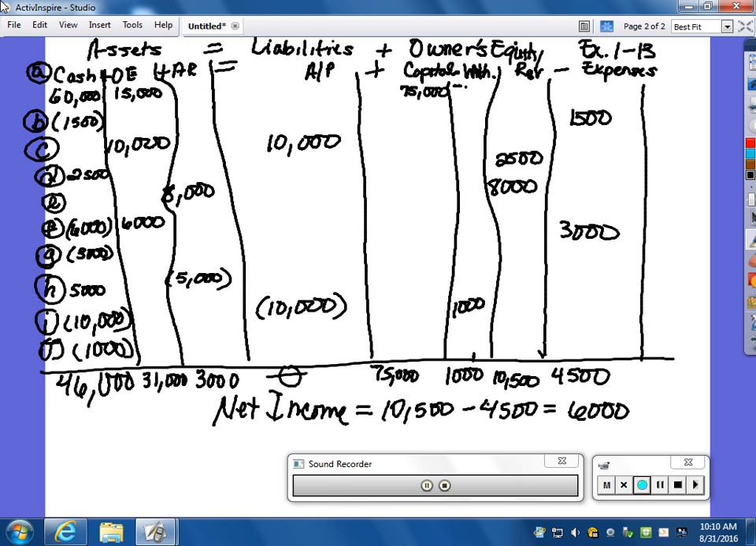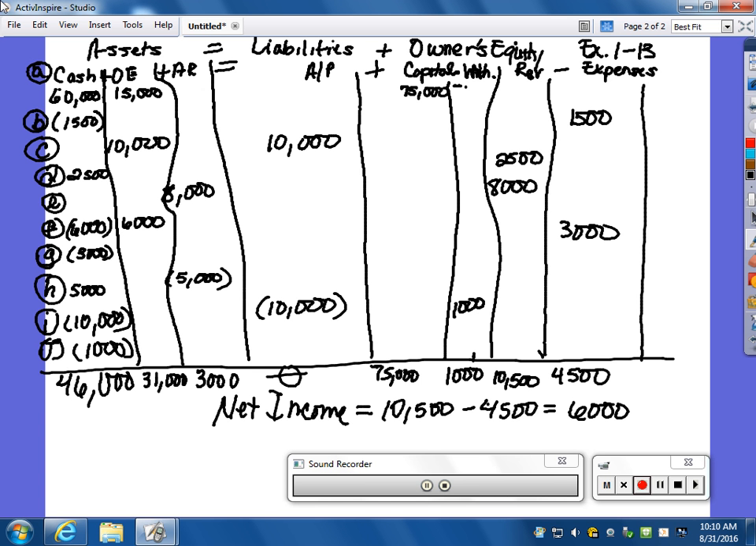All right, so exercise 1-15. They've already given you the numbers. What are we doing for this problem? We are preparing the income statement, statement of owner's equity, and then the balance sheet.